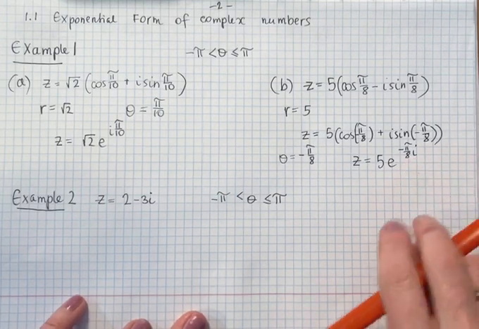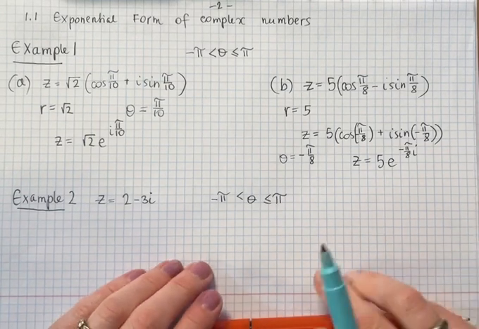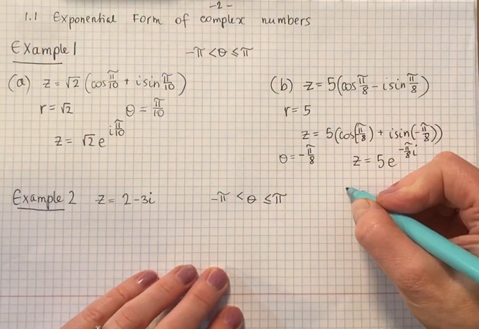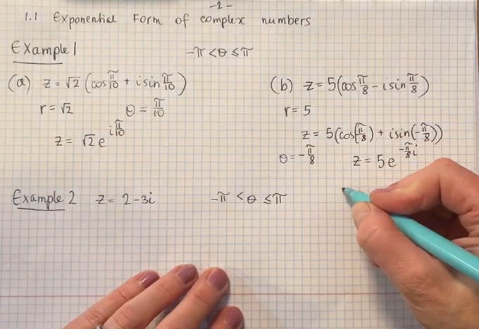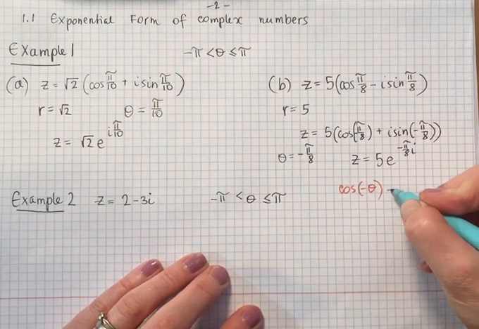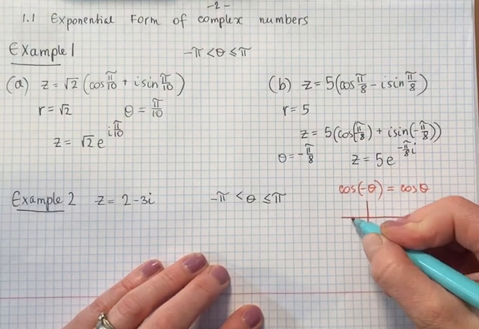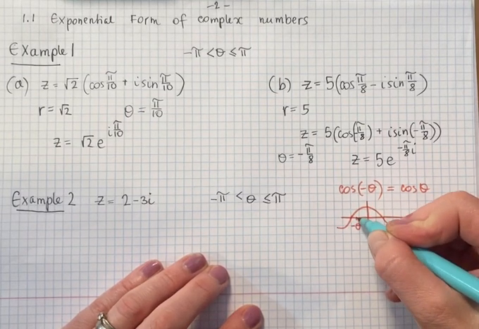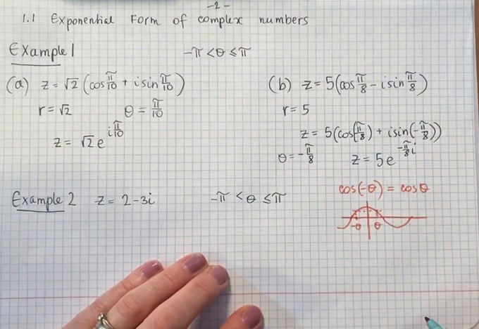Just as a quick thing, a result you should remember from last year, from Pure Maths Year 1: cos is an even function. So if you have cos of minus theta, that will give you the same value as cos theta. If you look at the cos graph very quickly, just a reminder, if you've got a minus theta over here, the value of cos is exactly the same on both sides.